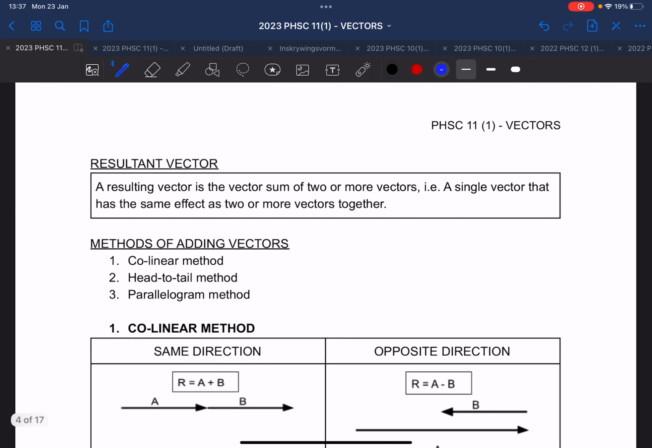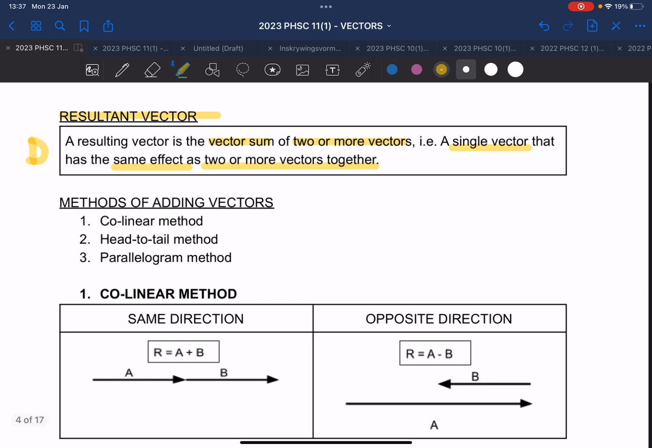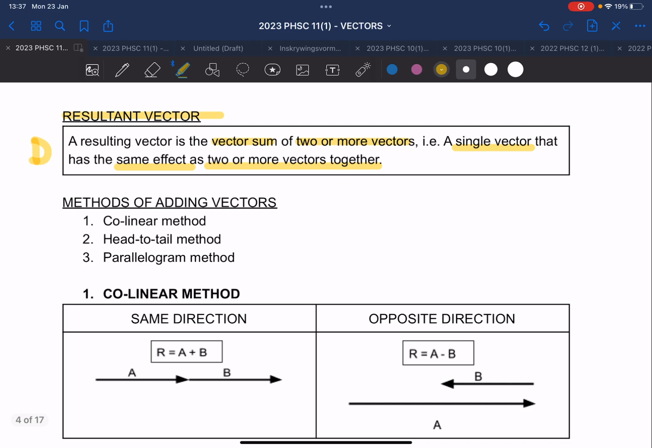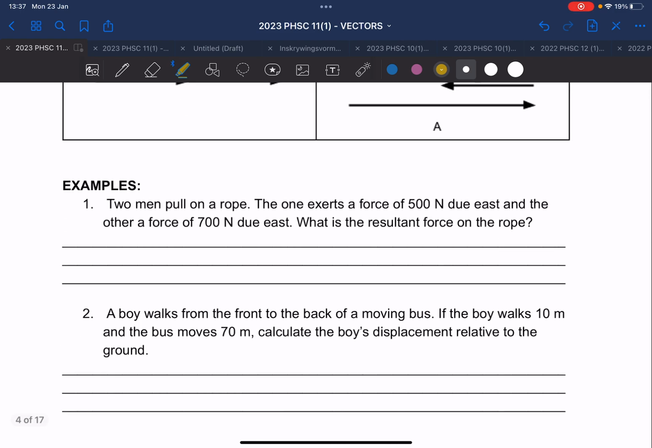Then we have discussed last year, and this year, what a resultant vector is. The definition there: a resultant vector is the vector sum of two or more vectors, that is a single vector that has the same effect as the two or more vectors together. Now we can add vectors together in different ways, or we can get the resultant of a vector in different ways. If they are in the same plane, meaning back and forth, left and right, up and down, something like that, then we can just add and subtract them.